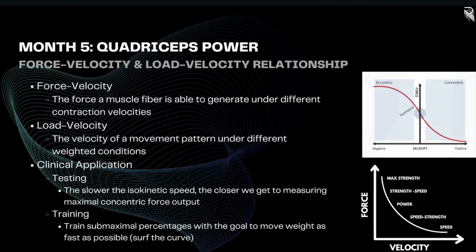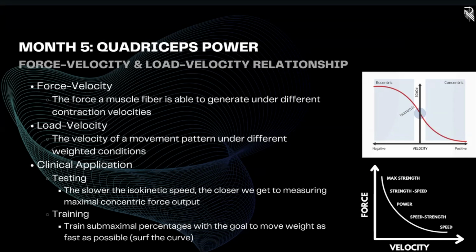All right, so in month five, as strength continues to improve and more dynamic tasks are going to be on the horizon, such as running, jumping, and change of direction, we need to develop the quadriceps' ability to produce force under high velocity conditions. A concept that often gets misapplied here is the force velocity curve, and in many cases, what people are probably actually referring to is more the load velocity curve.